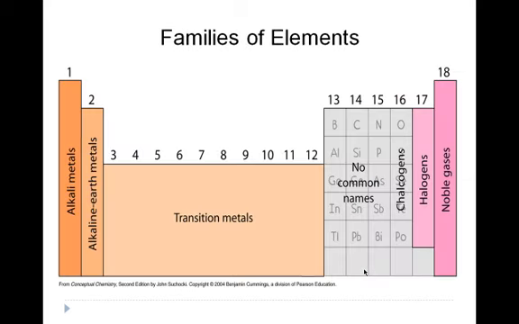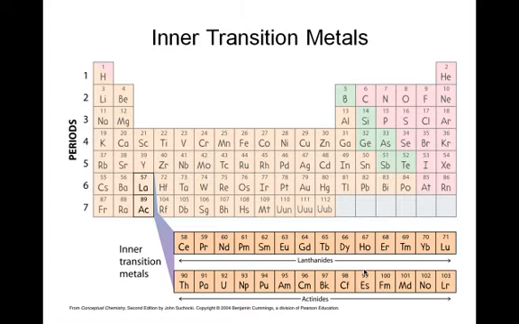Alright, now, there are families of elements that are groups of elements based on similar chemical properties. There are the alkaline metals, there are the alkaline earth metals, the transition metals, the chalcogens, the halogens, and the noble gases. Now, the chalcogens, these guys we don't refer to very often. It's primarily the halogens, the noble gases, the transition metals, alkaline earth, and the alkaline metals.